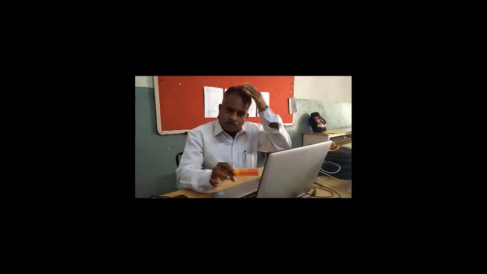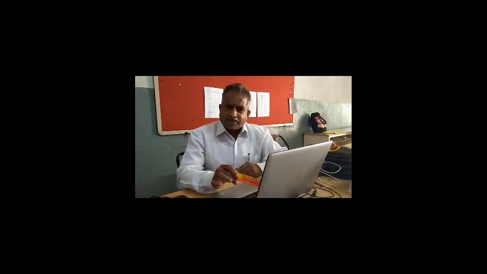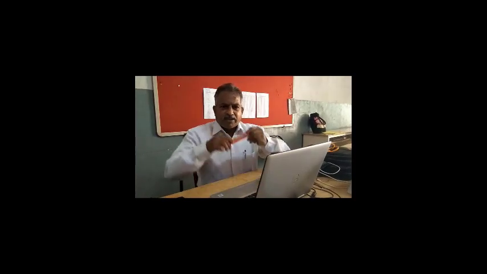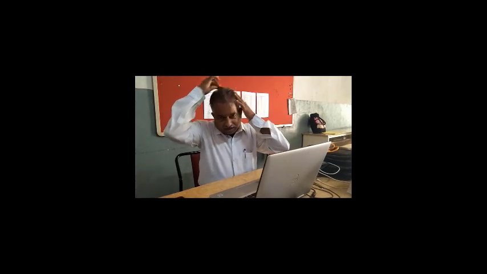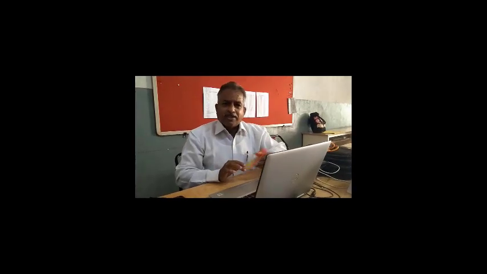See, this is the plastic comb in my hand, and of course my hair is dry hair. Dry hair means the hair after taking bath. Now I am combing my dry hair with a plastic comb.